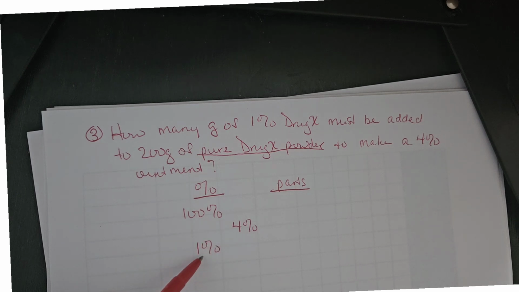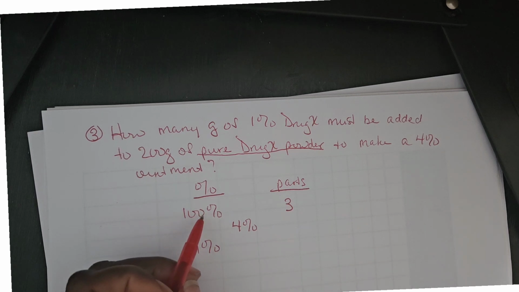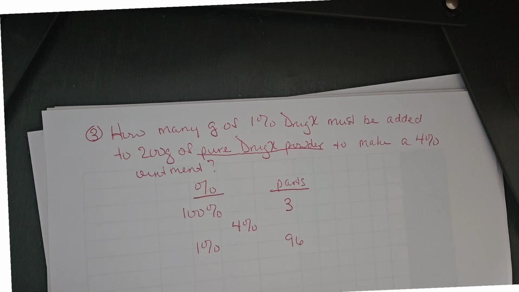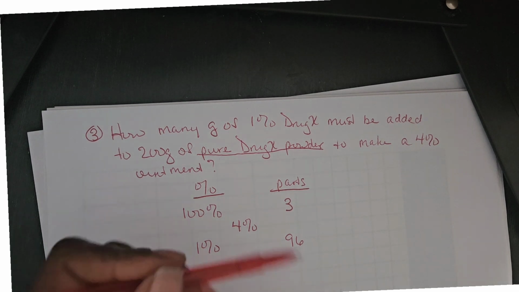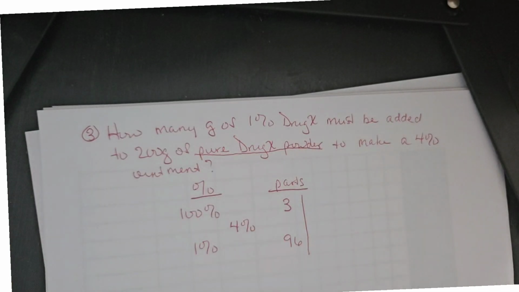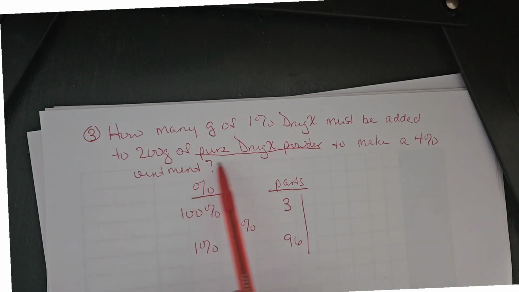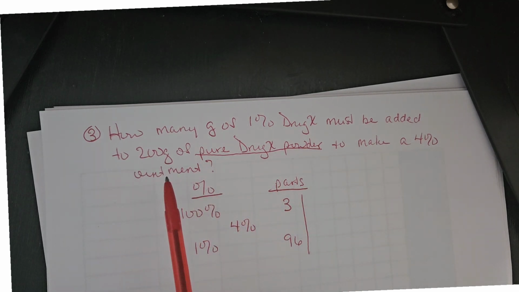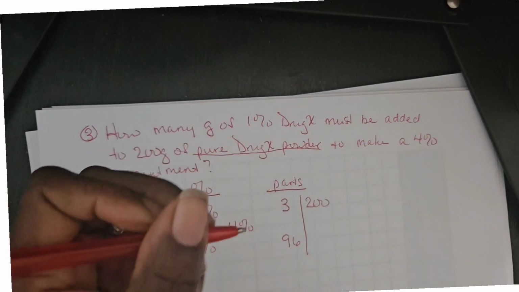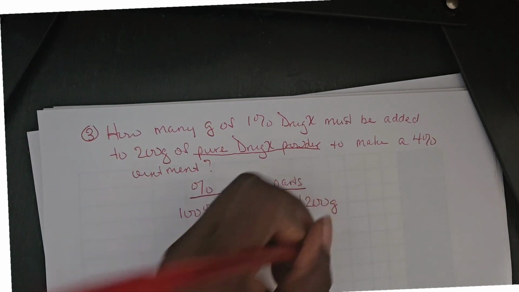Okay, so the difference between 1 and 4 is 3. The difference between 100 and 4 is 96. Now, I don't know what my total amount is, so I'm not going to total it here. What I am going to do is say that my 200 grams is my pure drug X powder, as stated here. We know that's 100%, so it has to go here. 200 grams, right? So that makes the 1% my unknown.